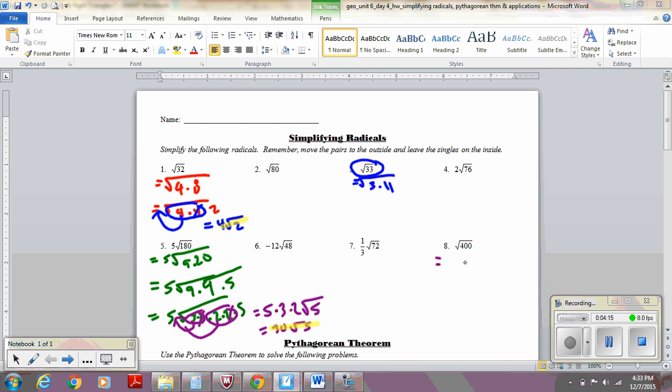All right, and the square root of 400. I know that 400 is composed of 4 times 100. Both of those are perfect squares. The square root of 4 is 2, so there's going to be a 2 outside. The square root of 100 is 10, so there'll be a 10 outside. And together outside they would multiply, so 2 times 10 would give you 20. And that's how you simplify a radical.